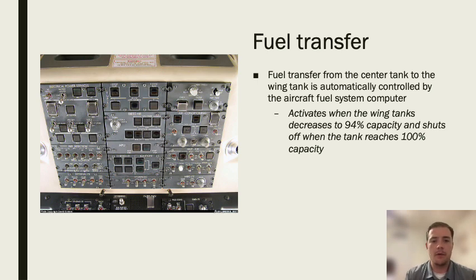And then speaking a little bit more about fuel transfer, from the center tank to the wing tank is automatically controlled by the aircraft's fuel system computer. So when there's an imbalance in the system, the pilots don't have to manually activate any of the cross-flow pumps or any of the fuel pumps in order to transfer fuel. The aircraft fuel system computer is going to take over and do that automatically. It's going to activate when the wing tanks decrease to 94% capacity. So as soon as they dip below that, essentially 90%, the aircraft fuel system computer is going to activate those pumps and it's going to automatically start to transfer fuel.